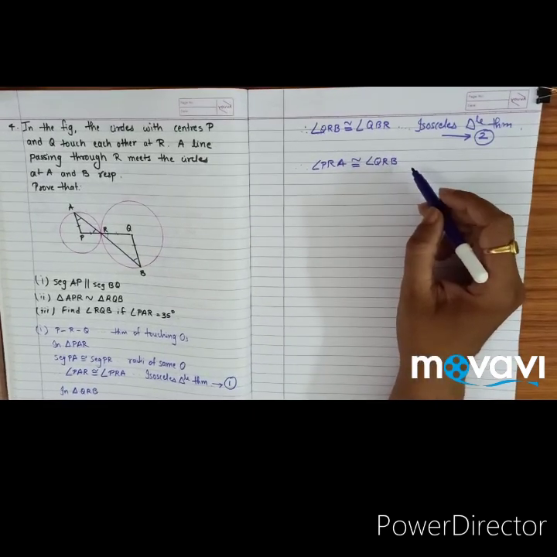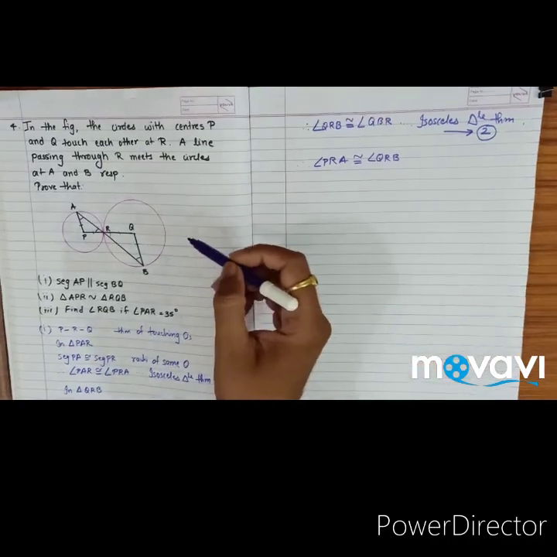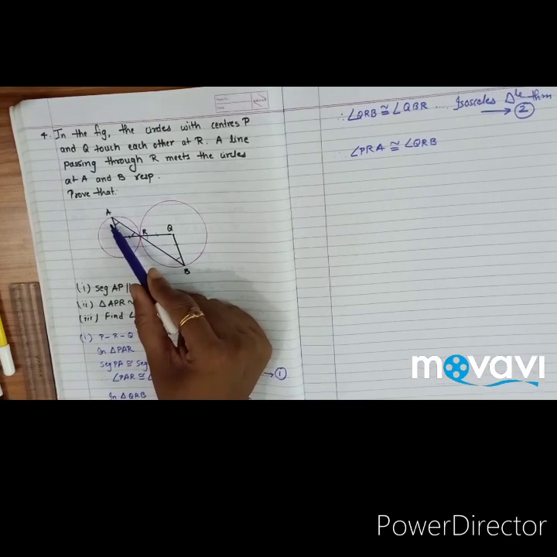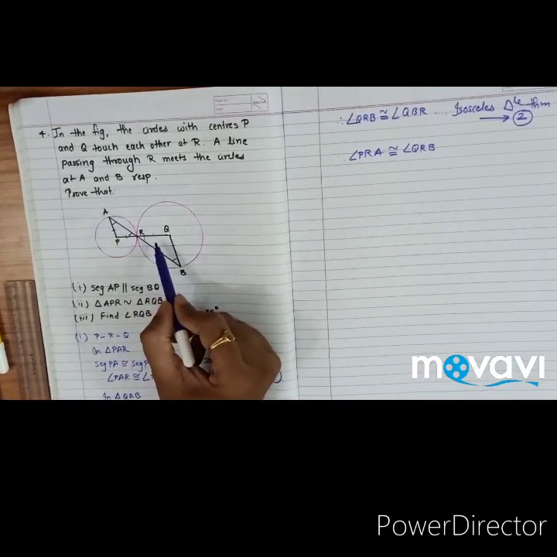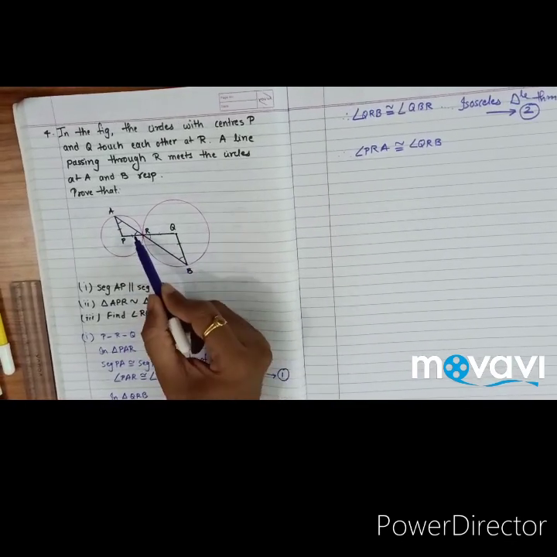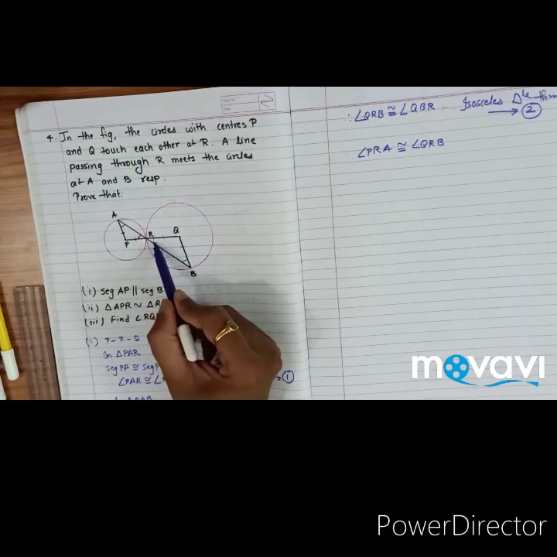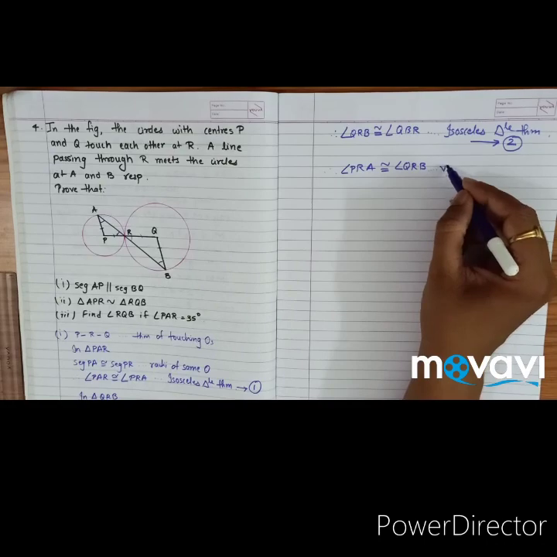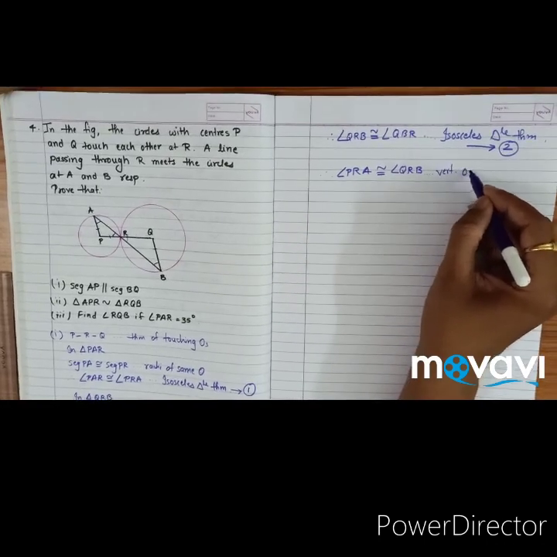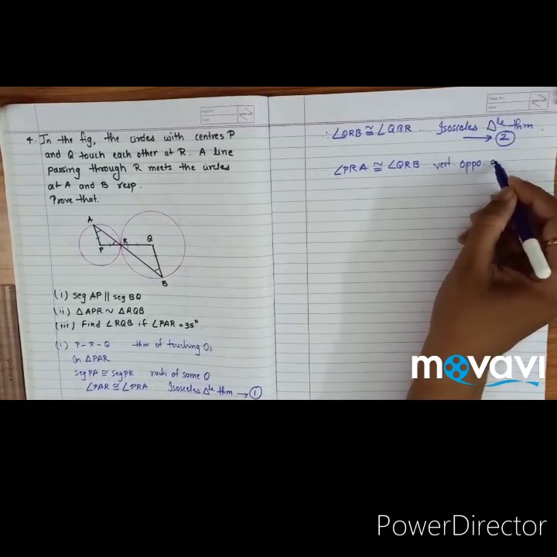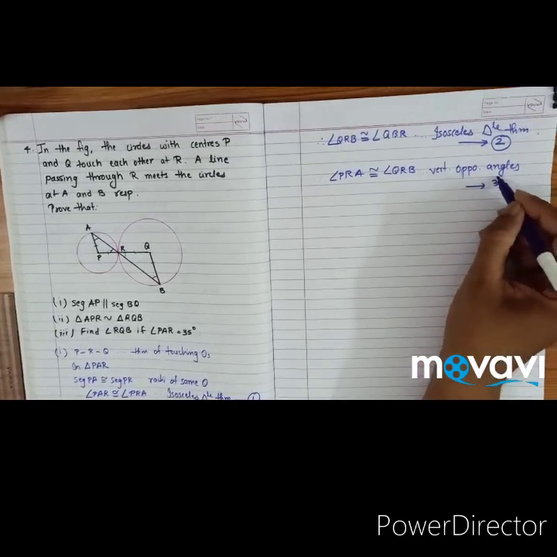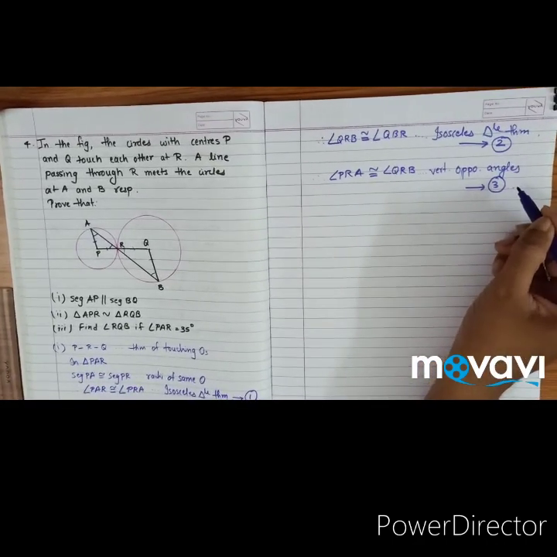Okay, PRA. Let us see the diagram. See, PRA and QRB. These two angles, I am talking about these two angles. Okay, they are congruent to each other by what test? Vertically opposite angles. Okay, so we'll need this statement also. So we'll mark this as 3.